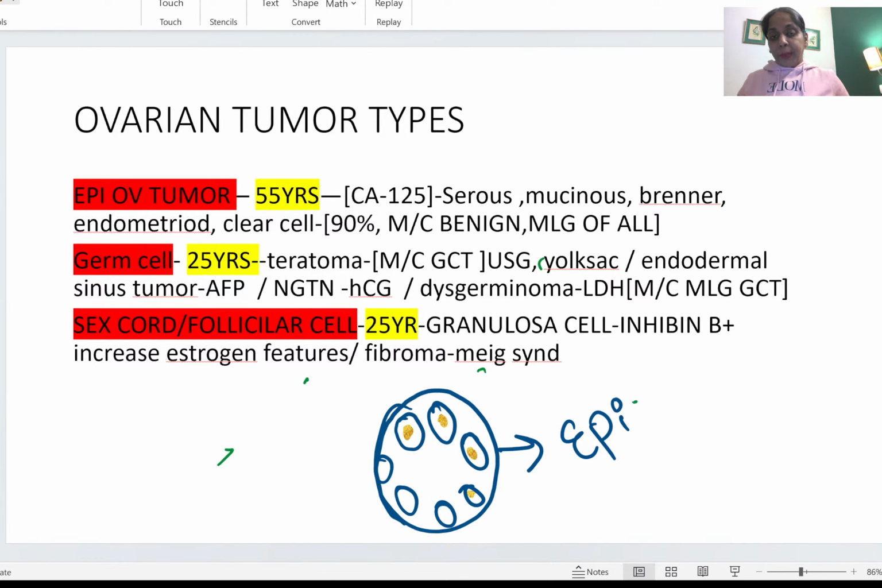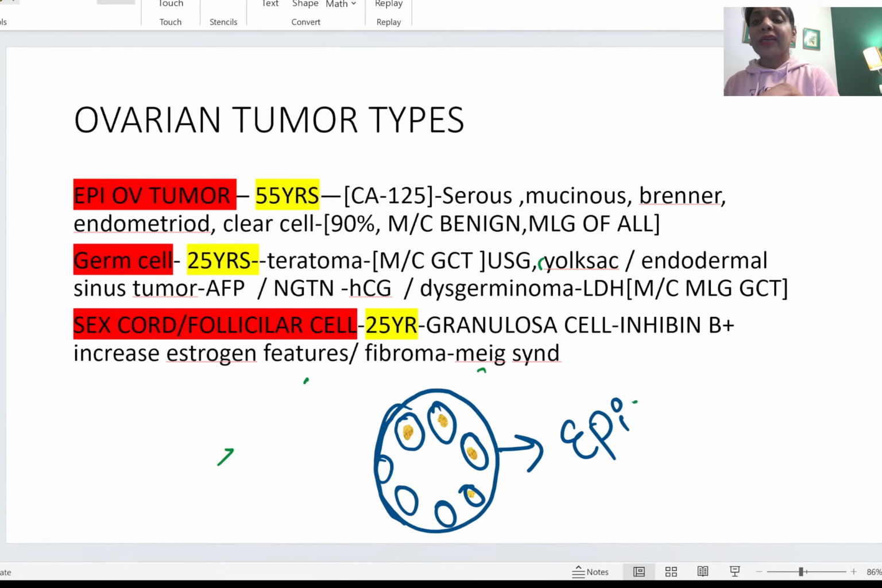The ovarian mass which is found in a 55 year old female is serous, because most commonly fallopian tube growth factors act. If cervix growth factors act on that ruptured epithelium, then mucinous tumors are formed. If bladder growth factors act, then Brenner's tumor. If endometrium growth factors act on that, then endometrioid tumor or clear cell.